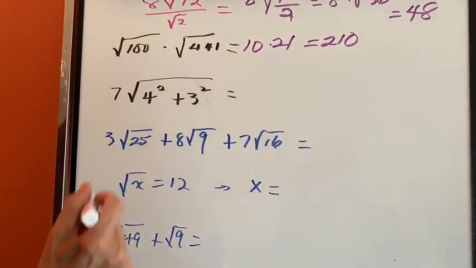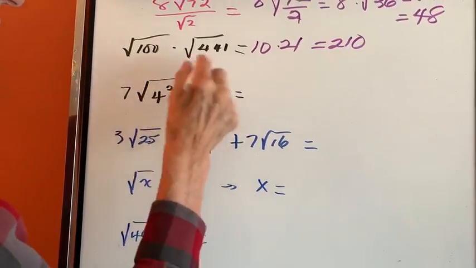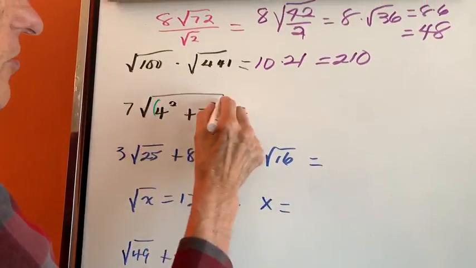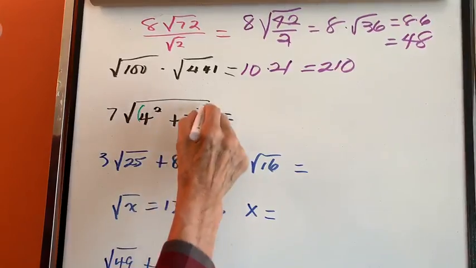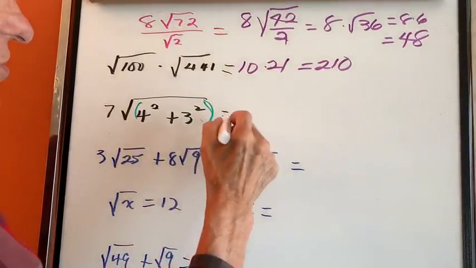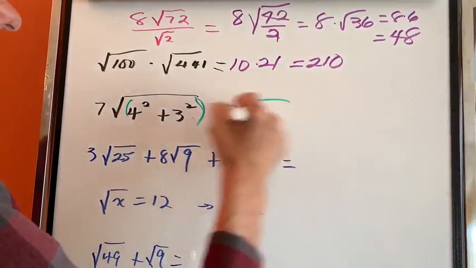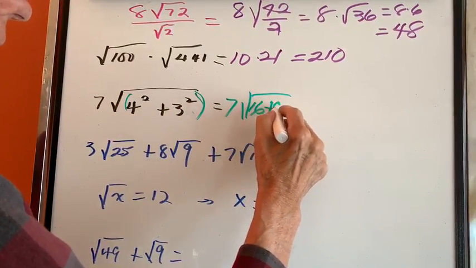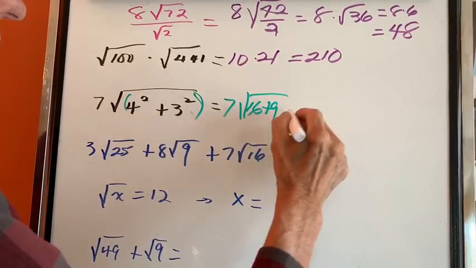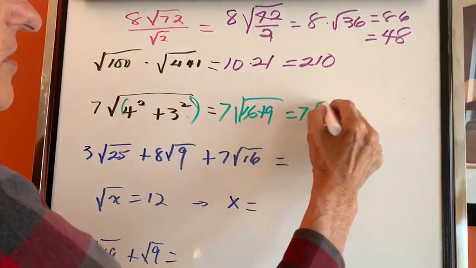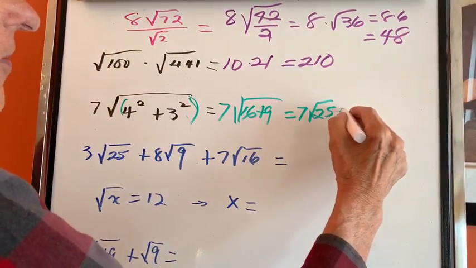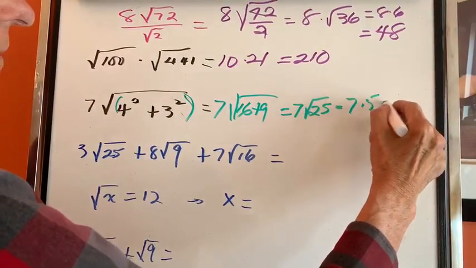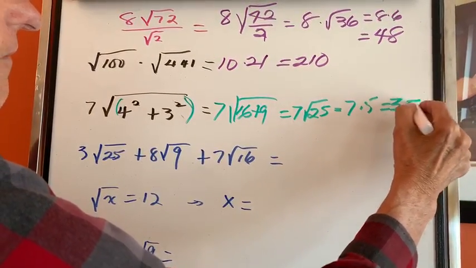Okay, the next one, this is important because this is under the radical, which really means this is all in brackets. Okay, which means I have to do this first. So leave the 7 alone, and 4 squared is 16, and 3 squared is 9. I have to add that before I do anything. So that becomes 7 times the square root of 25, which is 7 times 5, which is 35.